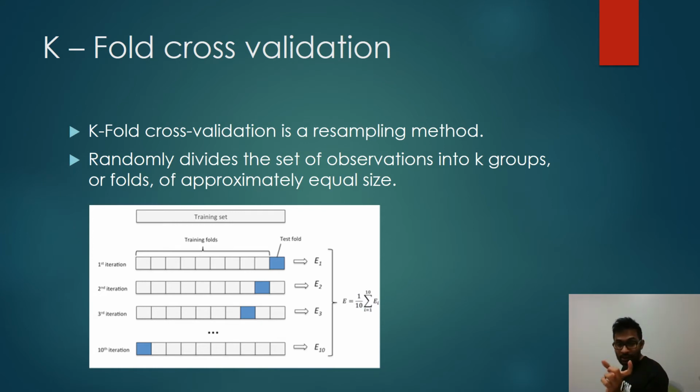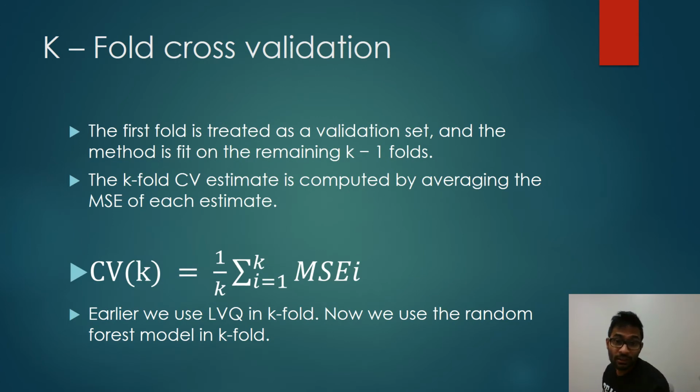So the group number 1 you consider as the test fold in the first iteration, then the other groups are the training folds. In iteration number 2, you consider group number 2 as the test fold and the other segments as the training folds. You do that k times; if it's tenfold, you do that 10 times. The performance is calculated by the lowest MSE, that means mean square error. The k-fold cross-validation estimate is computed by averaging the MSE of each fold.